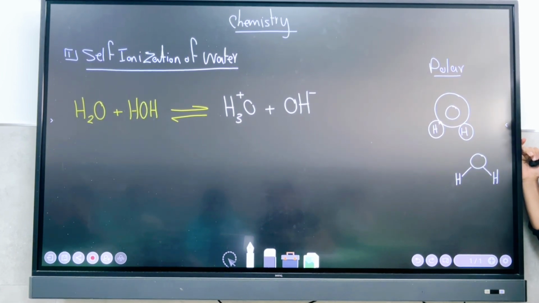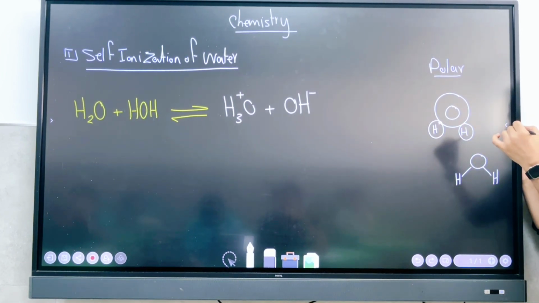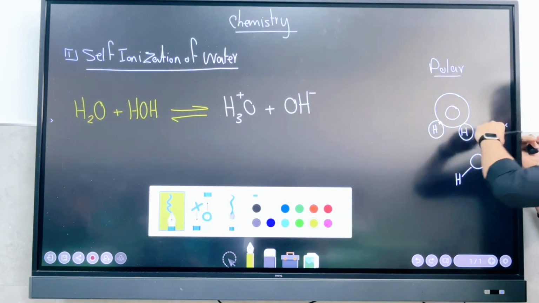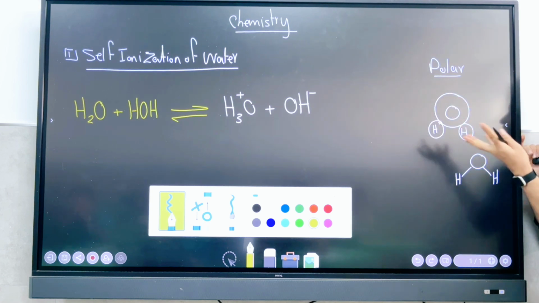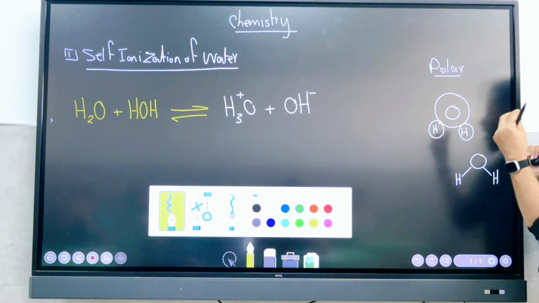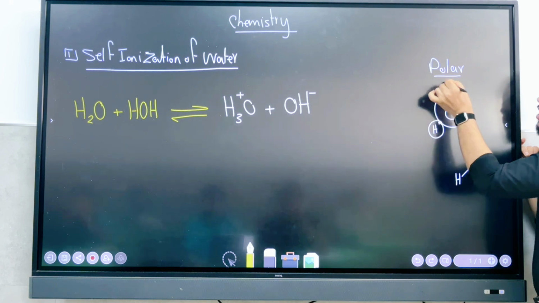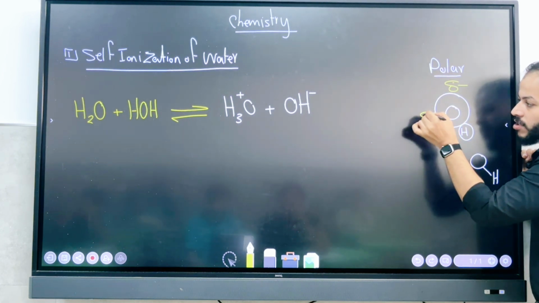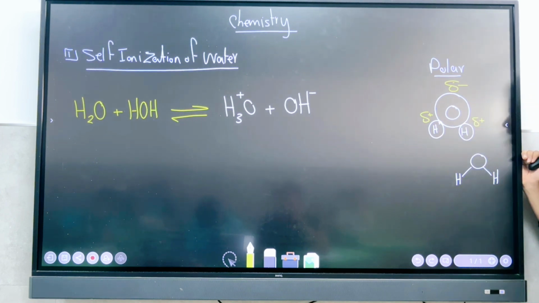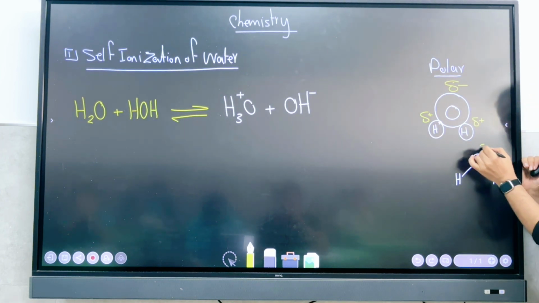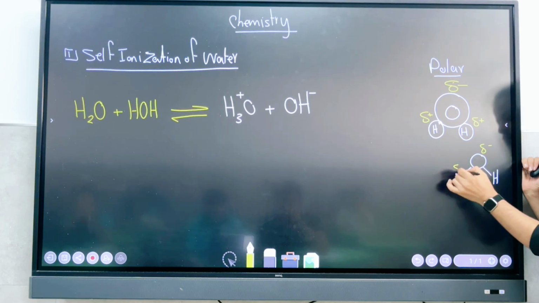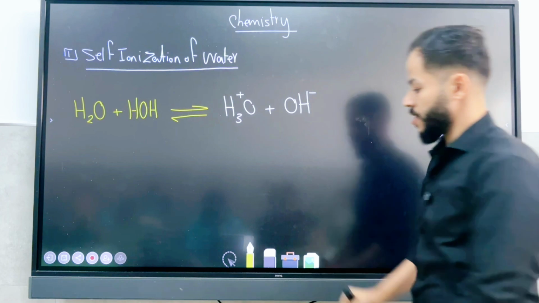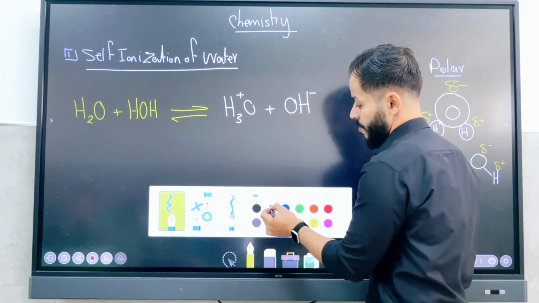What is the meaning of polarity? It means an uneven distribution of the electrons. We have here an oxygen atom with high electronegativity, so it pulls the electrons of the covalent bond toward itself, forming a partial negative charge on the oxygen atom and a partial positive charge on the hydrogen atom. The same thing here, a partial negative charge, and here a partial positive charge. Okay? So what happened in the reaction is very simple.